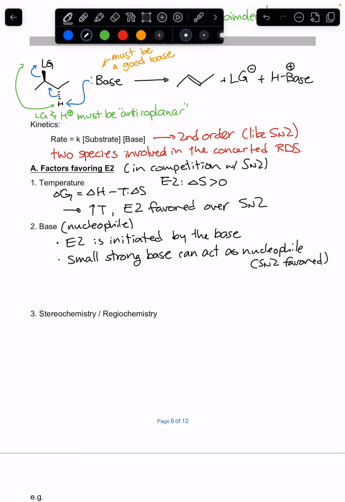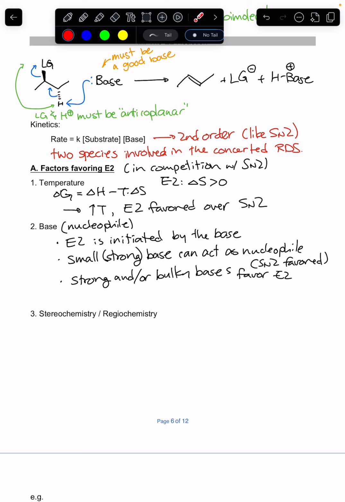But a strong and/or exceptionally strong base, or a bulky base, favors E2.